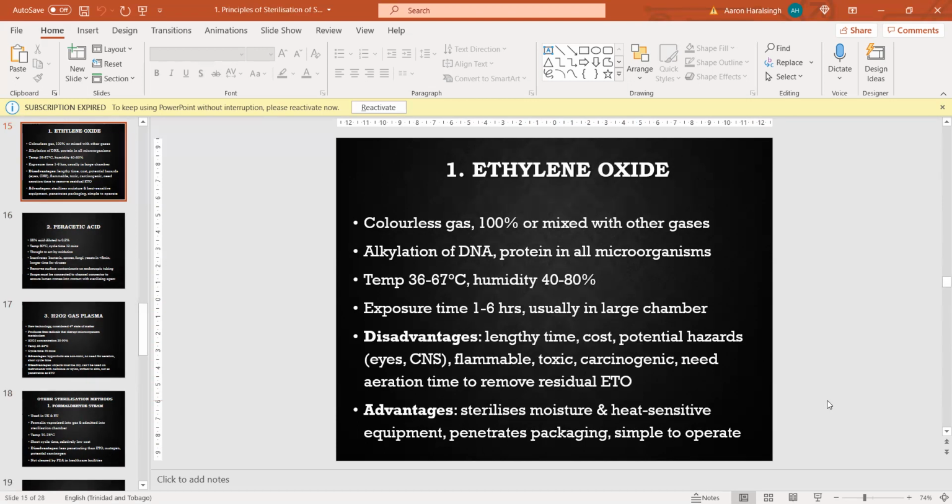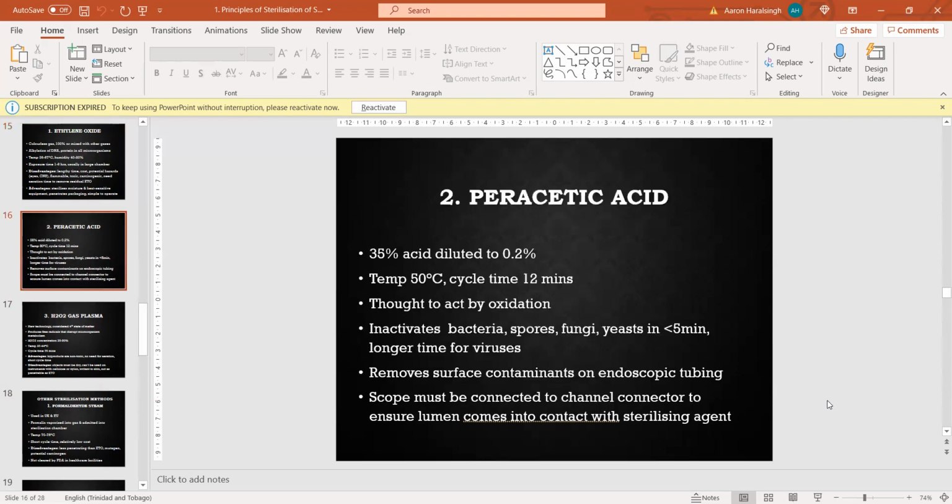Disadvantages are that it takes a long time. Very often it has potential hazards to the central nervous system and the eyes. It's flammable as well as toxic, as I mentioned before, and it is also carcinogenic. And once the process of sterilization is over, the equipment needs adequate aeration time to remove any residual ethylene oxide.